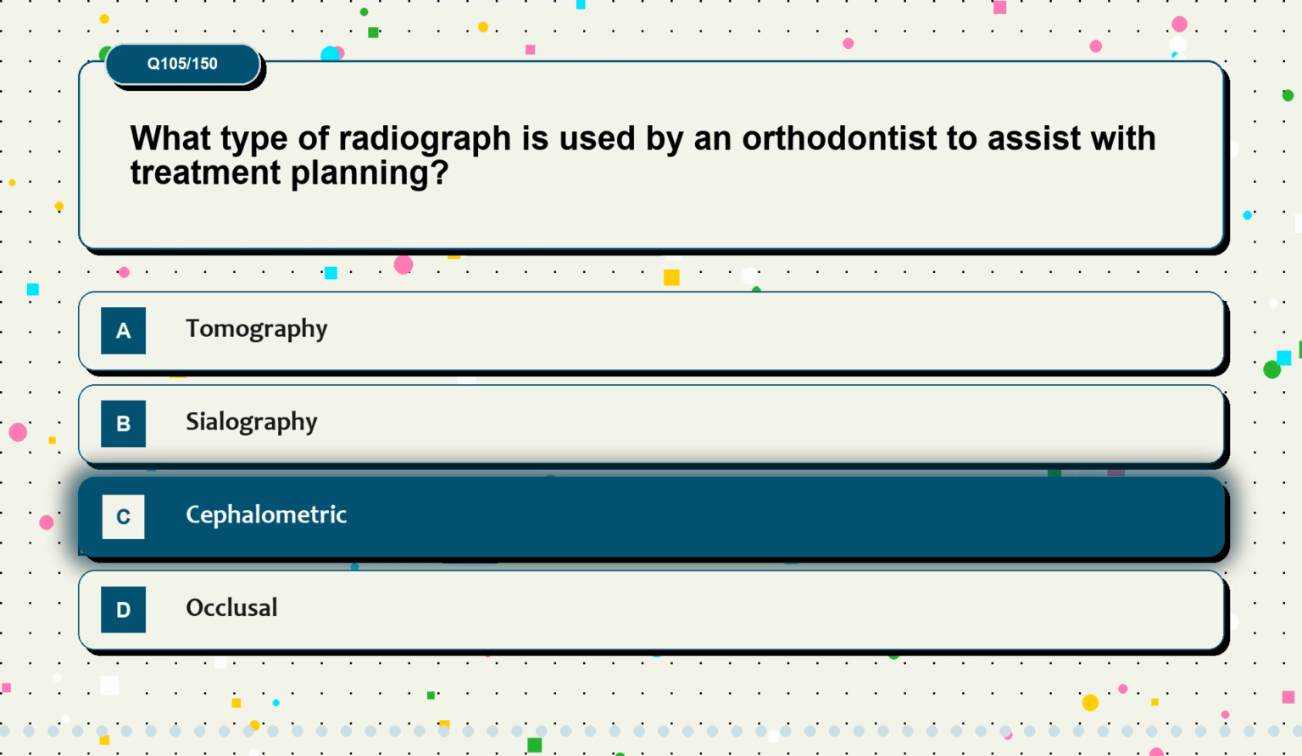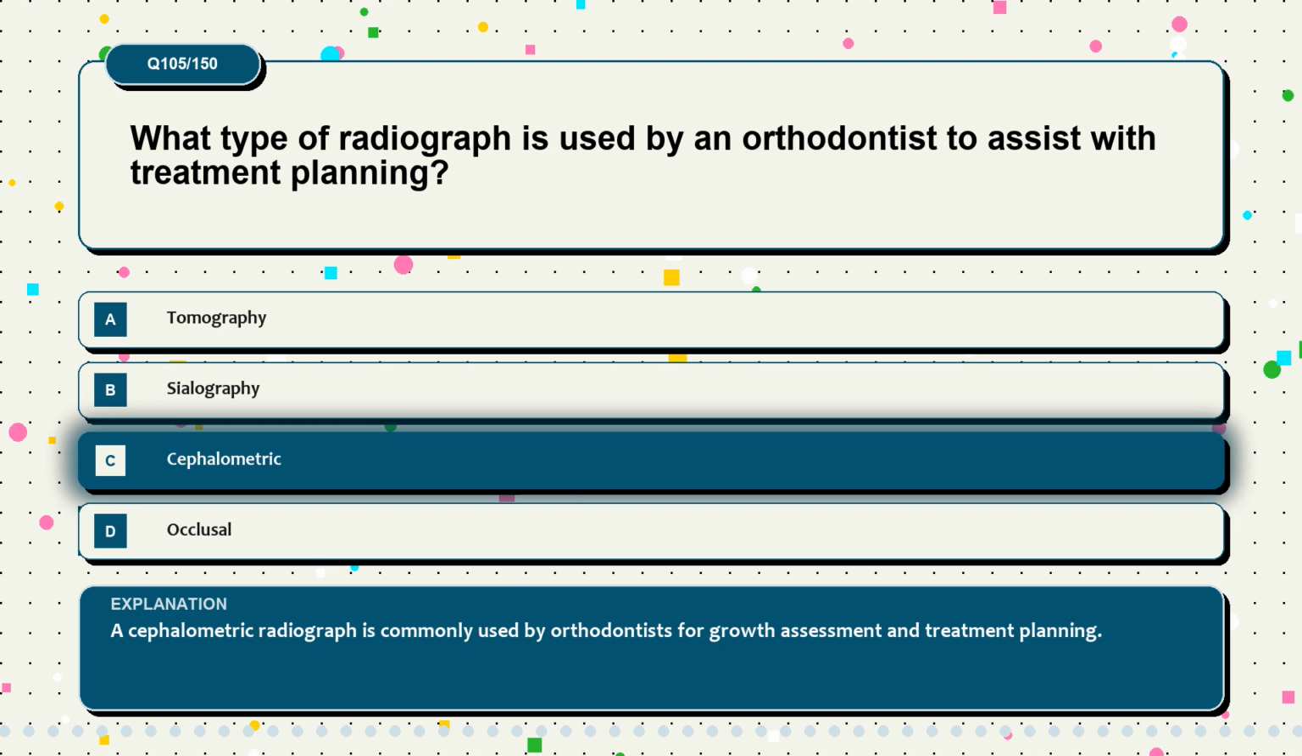The correct answer is option C, cephalometric. A cephalometric radiograph is commonly used by orthodontists for growth assessment and treatment planning.